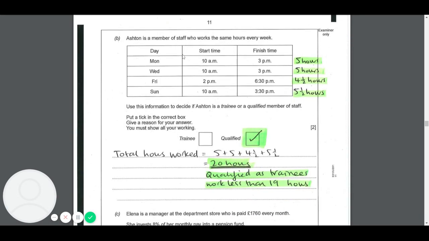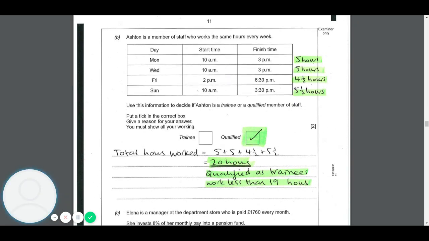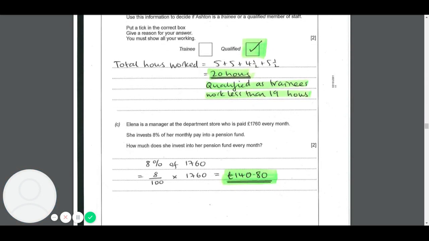Then part B, Ashton is a member of staff who works the same hours every week. Use information to decide if he is trainee or qualified. So if we add this up, you're going to get 5 hours, 5 hours, 4.5, 5.5. Add all that up, that's 20 hours. So since trainees work less than 19 hours, he's got to be a qualified worker.